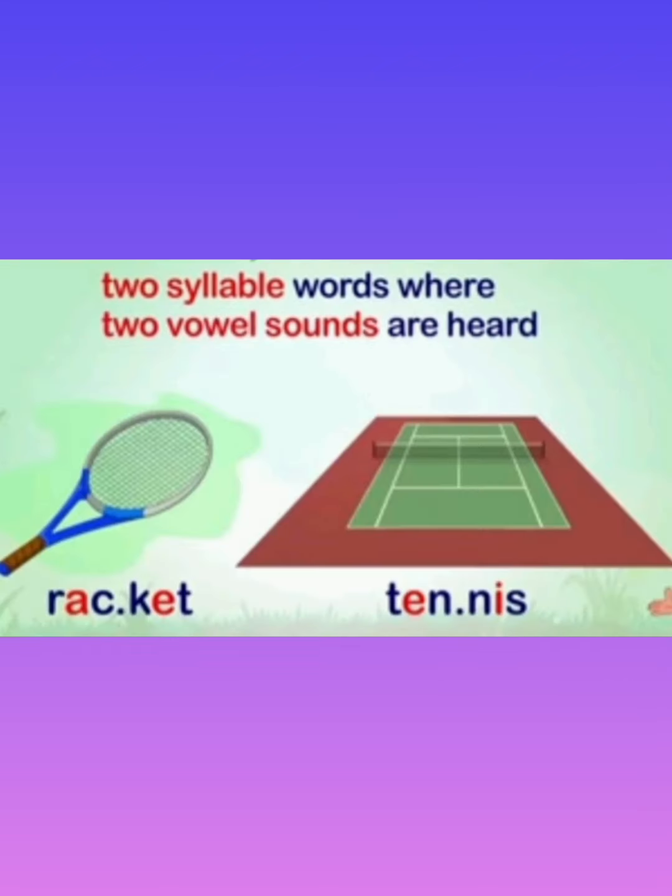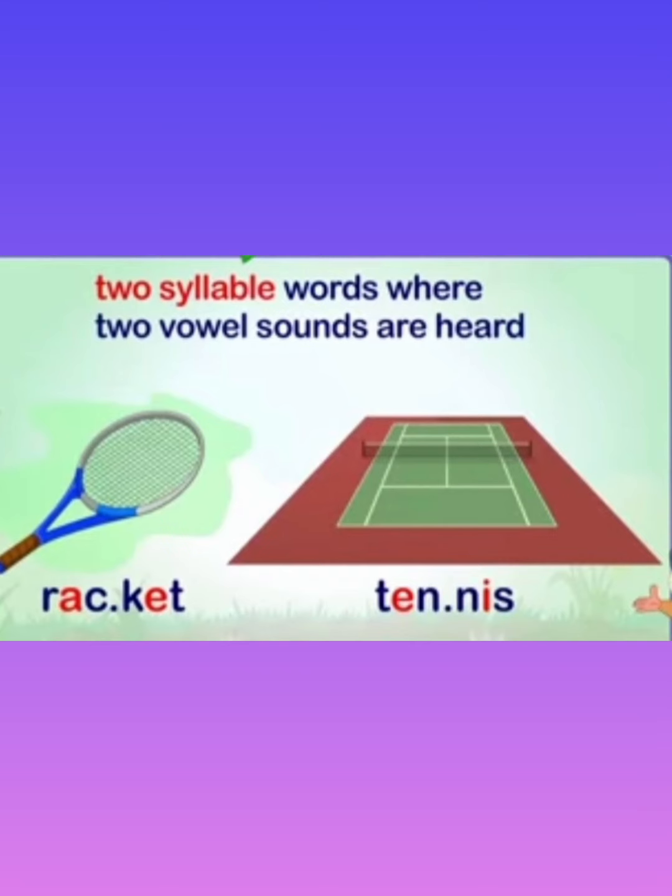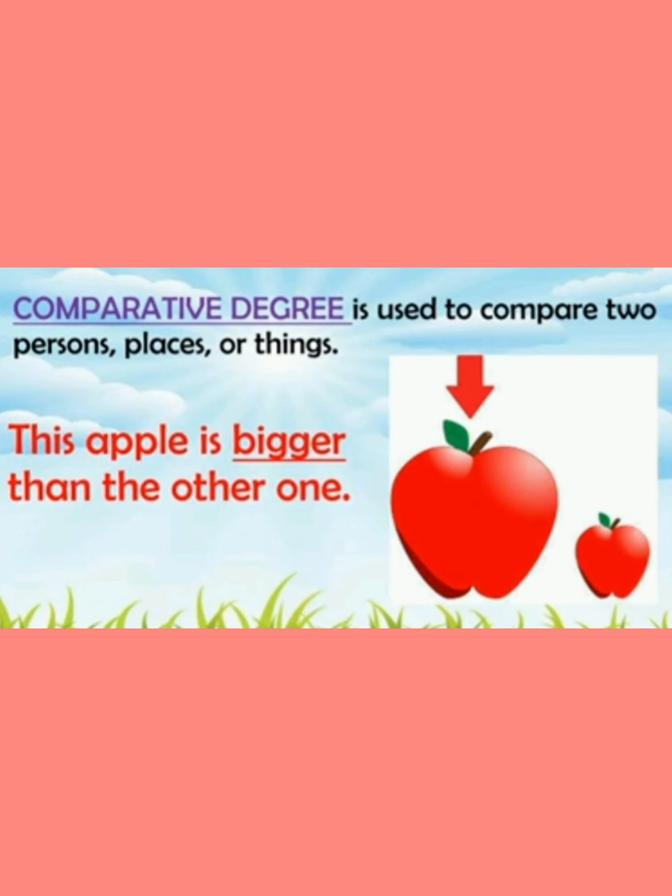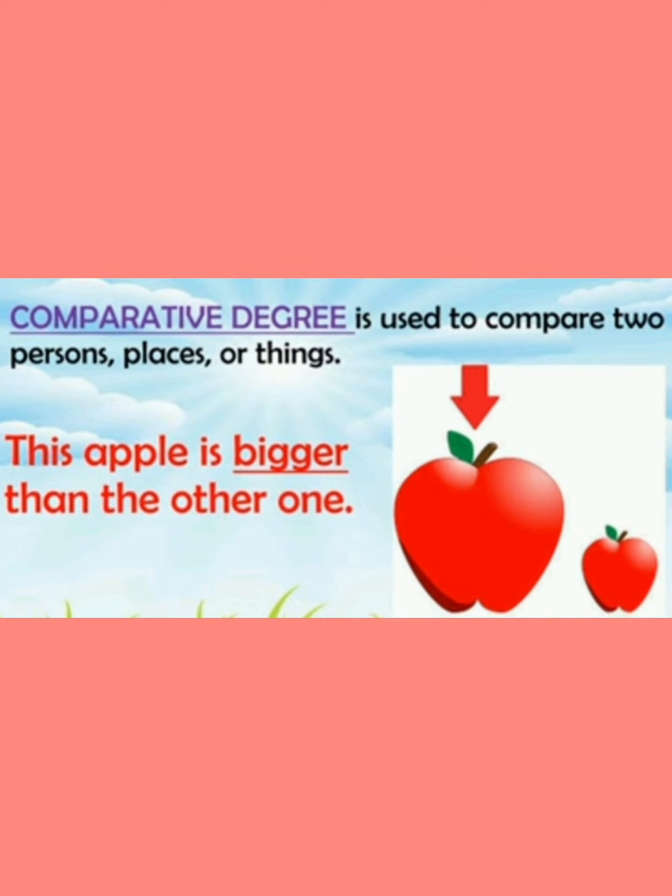Now, two syllable words where two vowel sounds are heard. For example, racket, tennis. So they have two syllables. So we add er to the positive form of the adjective with one or two syllables. For example, this apple is bigger than the other one. Here, bigger is used in the comparative degree.